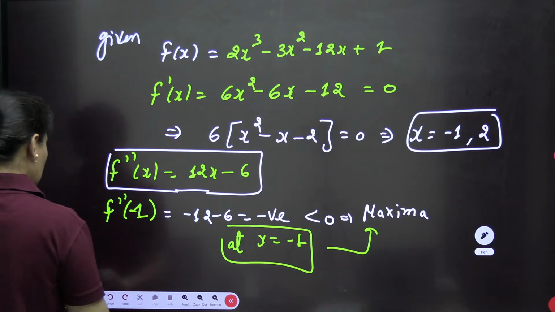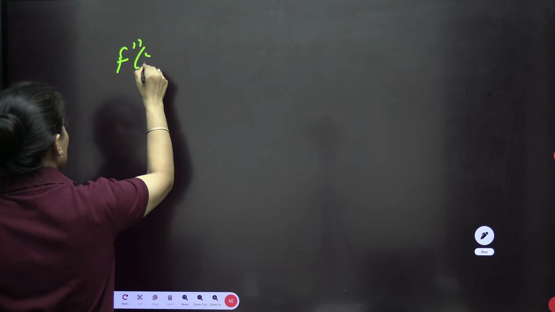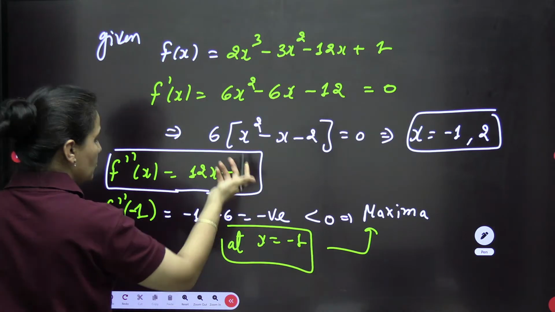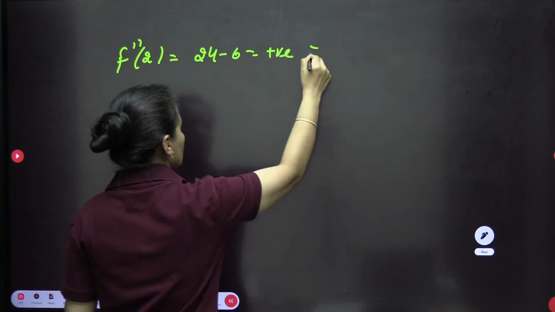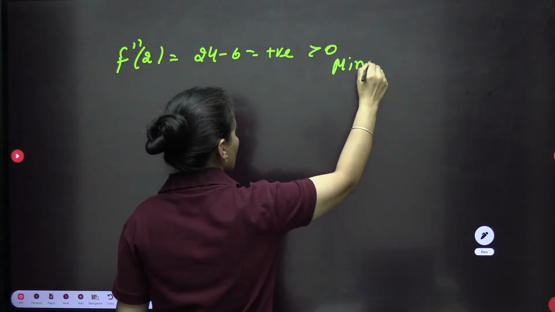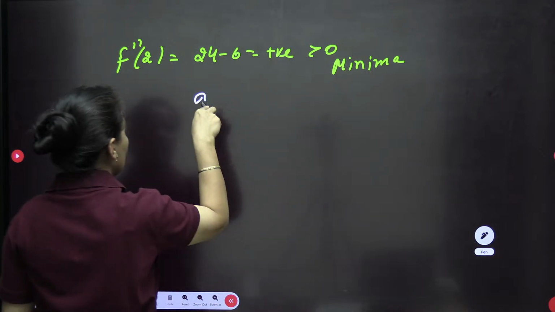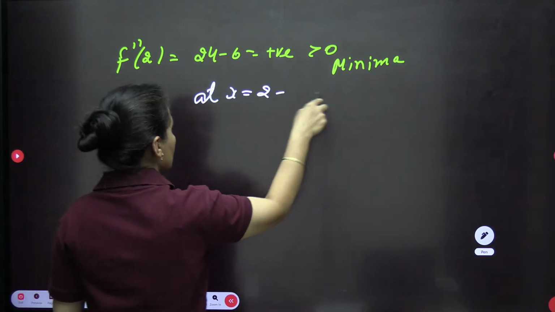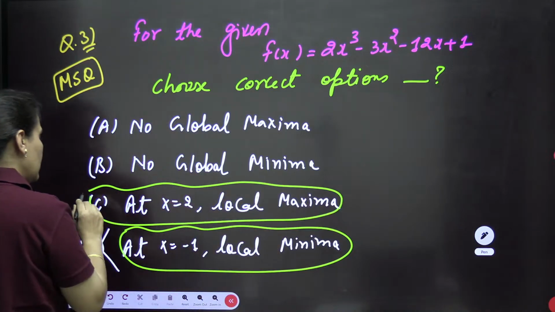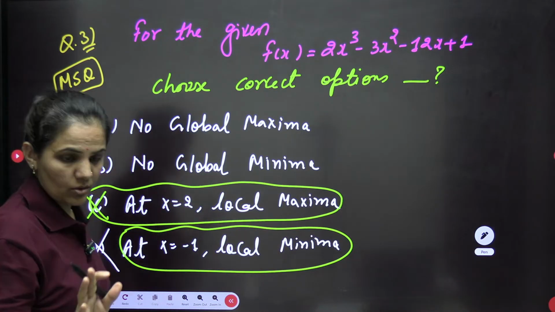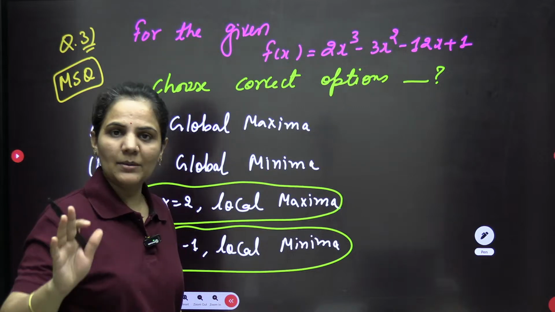Let's check the second one, f double dash at 2. That's clearly giving you 12 into 2, 24, minus 6. This is a positive value. Positive value means greater than 0. It means this is having minima. So you can say that at x equals 2, you are having minima. But in the option it is talking about at x equals 2, we are having local maxima. That is also wrong. So options C and D we can eliminate easily.